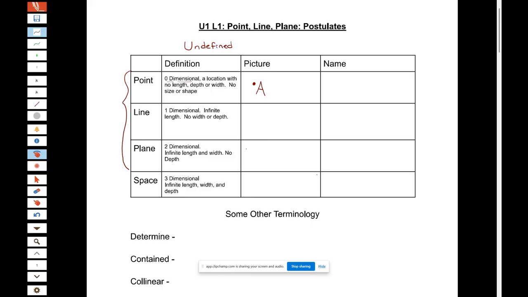When you name a point, you do it with a capital block letter. So that is referring to point A. We don't have to write the word point in front of it.